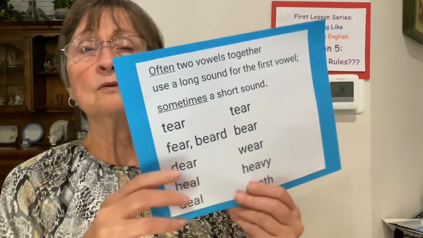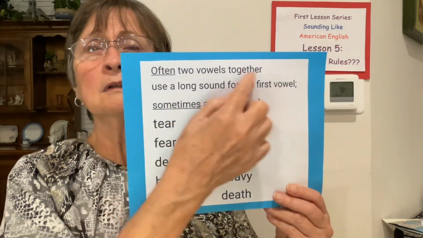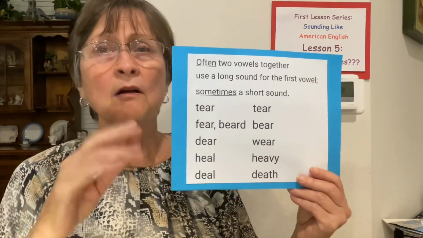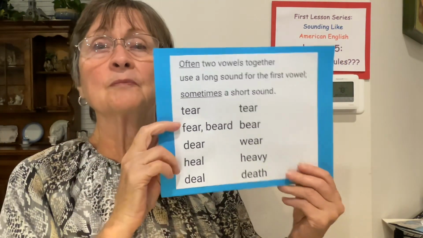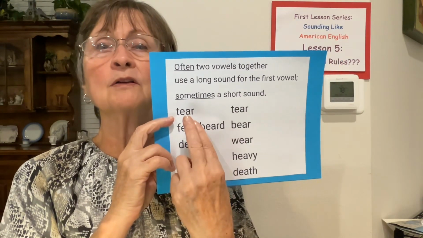Now this goes, I say often, and sometimes it's pretty close to 50-50. But EA, for instance, two vowels together.